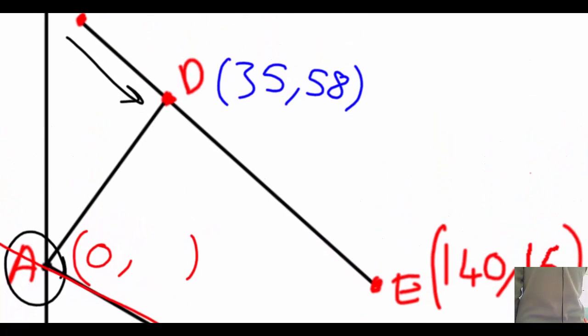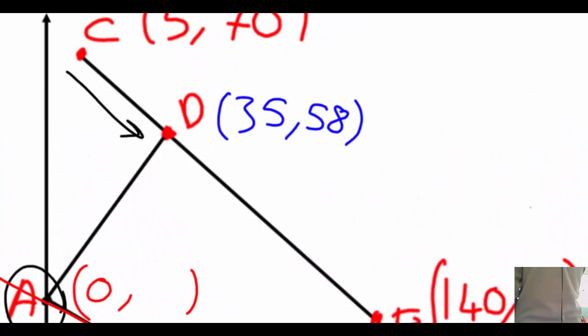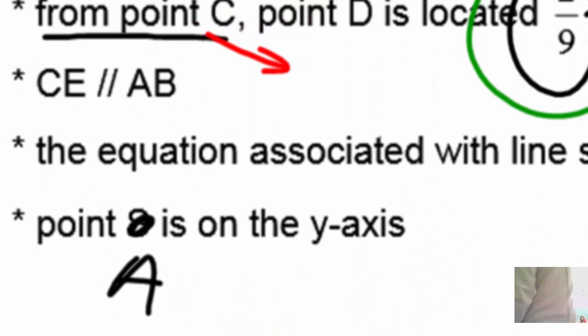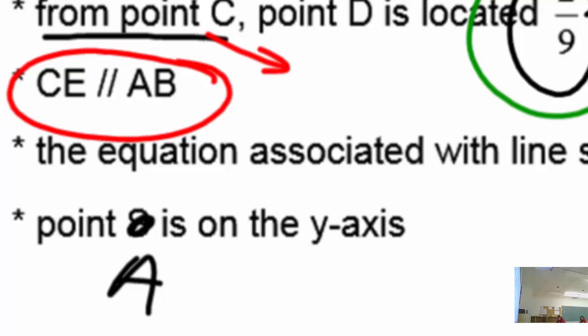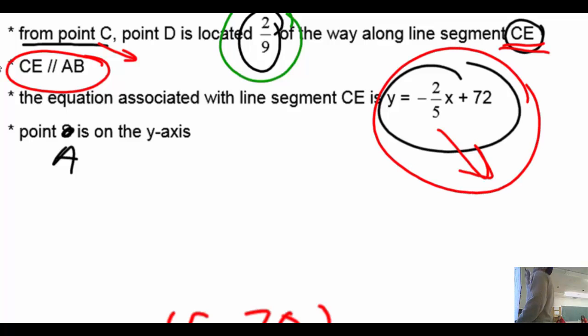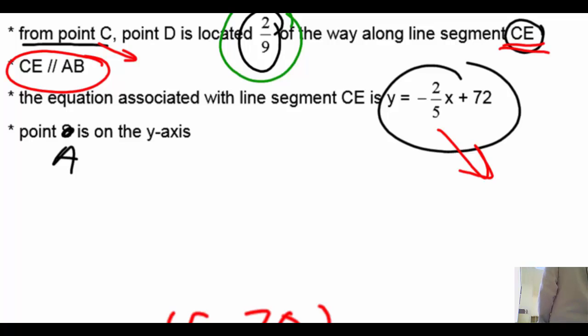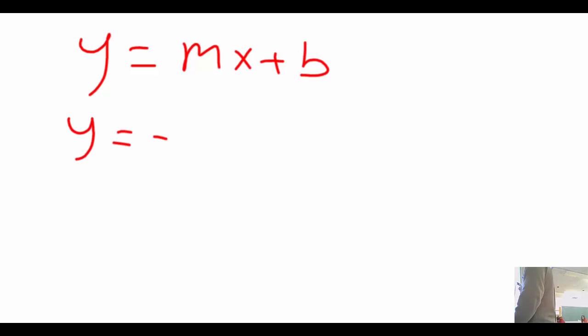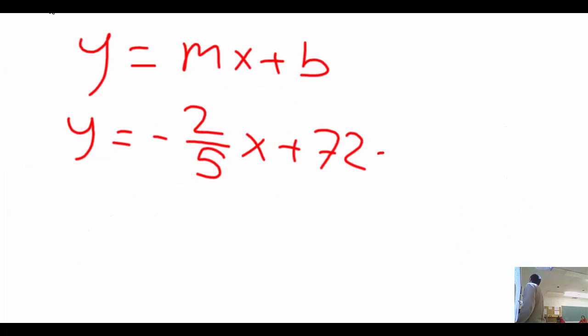Now, what do I know about CE and AB? What I know about that is CE and AB are parallels. They have the same slope. So, what is the equation for CE? That's minus 2 divided by 5x plus 72. This is for CE.